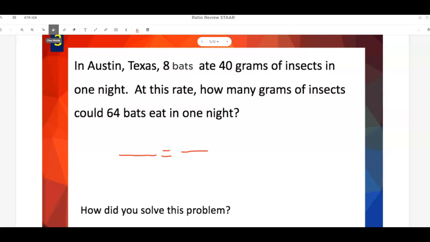No, I'm sorry, my bad. The 8 is not across from the 40. The 8 is across from the 60. I said it wrong. The 8 should be across from the 60. I know, right? My brain's not working.